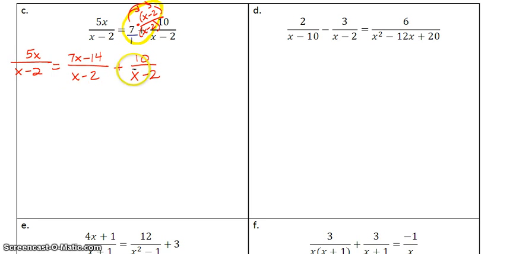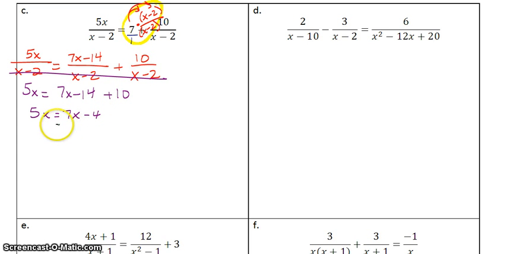Multiply everything through by x minus 2, so all those cancel, and now I have 5x equals 7x minus 14 plus 10. So 5x equals 7x minus 4, and then go through and solve it. So subtract 7x from both sides. Negative 2x equals negative 4. Divide by negative 2, and x equals 2.